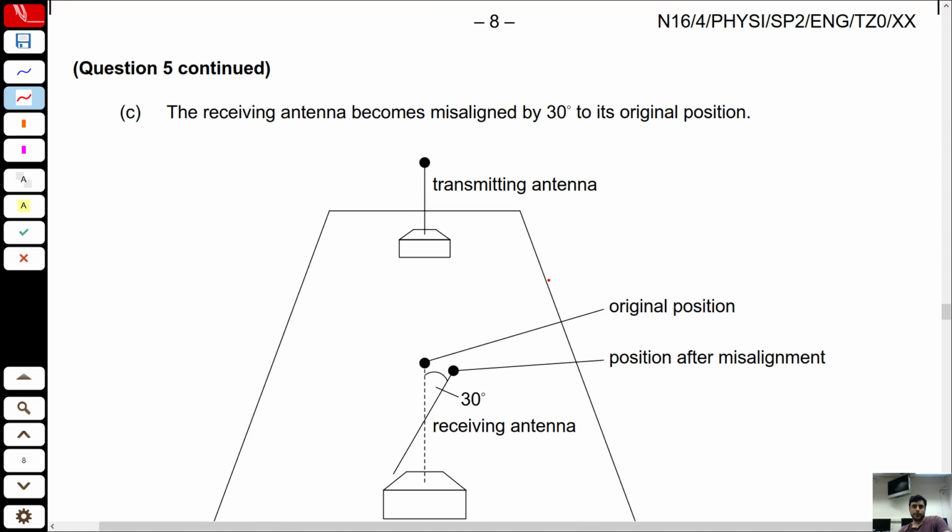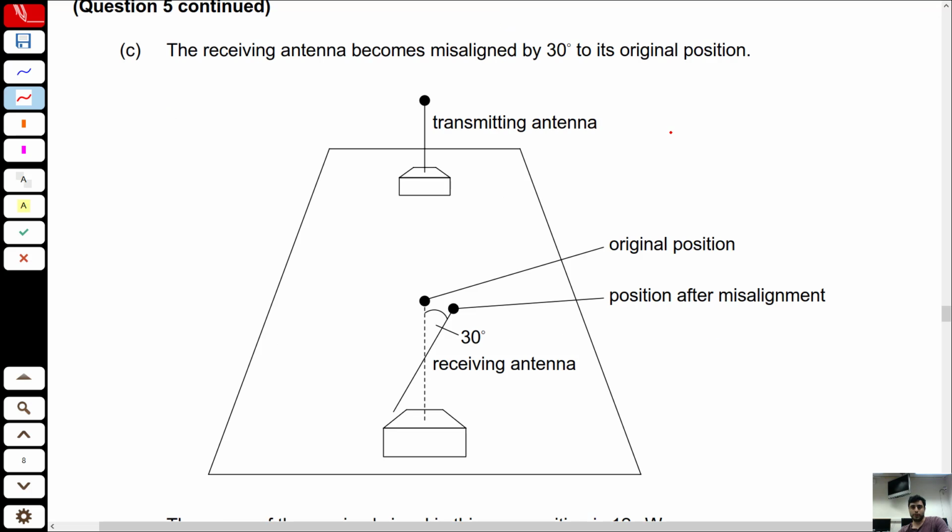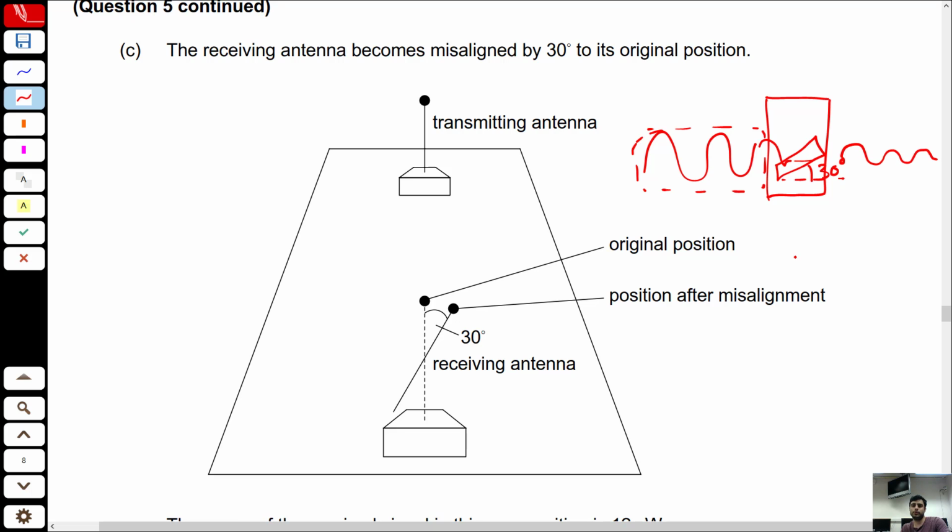Next one: the receiving antenna becomes misaligned by 10 degrees to its original position. As you see now, the antenna window, and this is the incoming electromagnetic wave. Now instead of parallel, it is maybe at 30 degrees. You can see some of it will be blocked and some of it will be allowed to pass through. Since the incoming light is already plane polarized, we can definitely use the polarization equation.